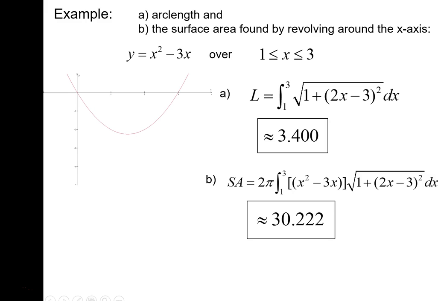We're going to keep these pretty simple. We're going to just limit ourselves to either going around the x-axis or the y-axis. So as long as you have those functions and you draw a picture, you should be good to go every time.